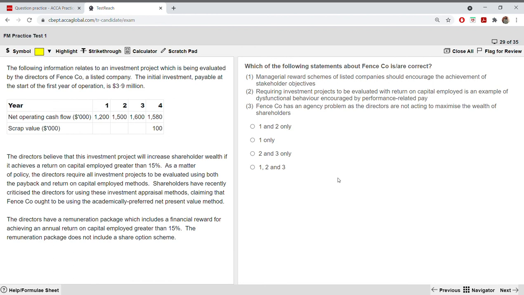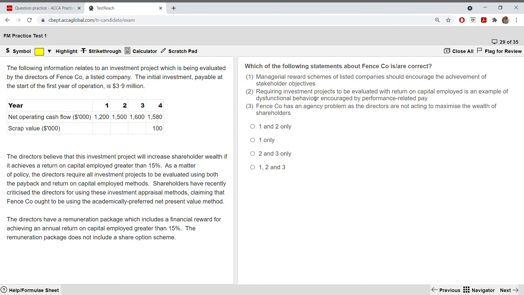Which of the following statements about Fence is or are correct? Is or are. That means it could be one statement or it could be more than one. That's what they are saying. Okay. So, managerial reward schemes of listed companies should encourage the achievement of stakeholder objectives. Is it? In the listed company, definitely it should. It should achieve the stakeholder objective. So one is correct. That shows that definitely it's this one or this one or this one. Not this one, because one is not included here.